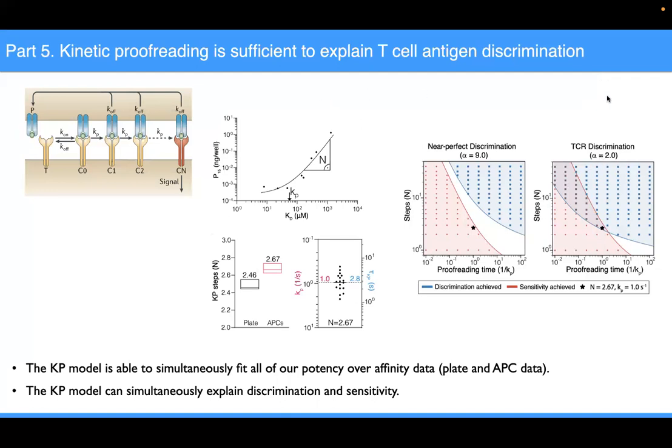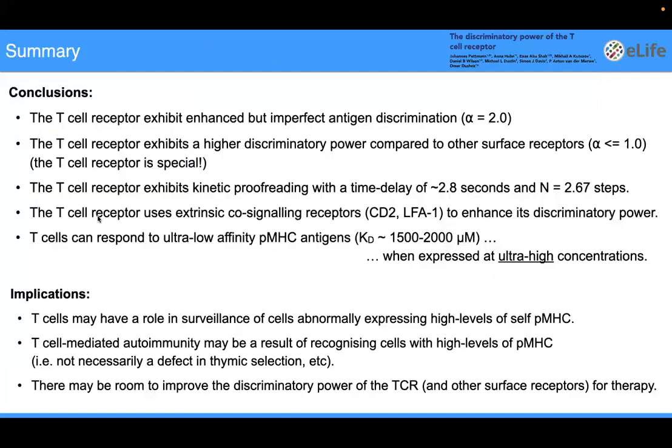And so the conclusion of this slide is simply that we believe that this kinetic proofreading model is sufficient to explain how T cells discriminate antigens. And what my lab is doing now is trying to identify the molecular steps, the actual molecules in T cells that mediate these biochemical steps, and then trying to manipulate them to see if we could increase or decrease the discrimination power of the receptor.